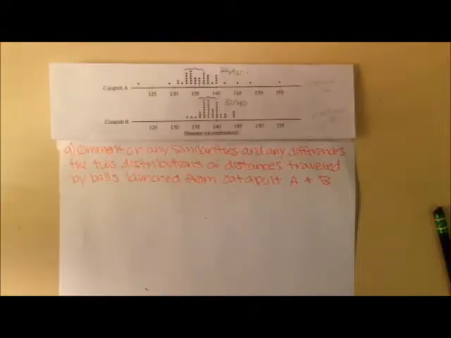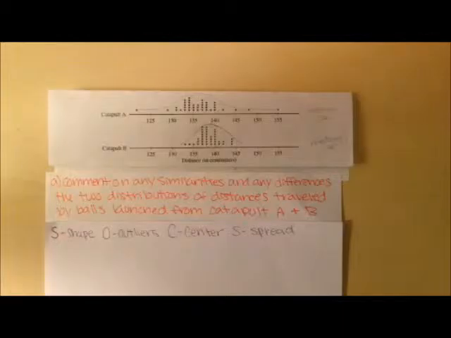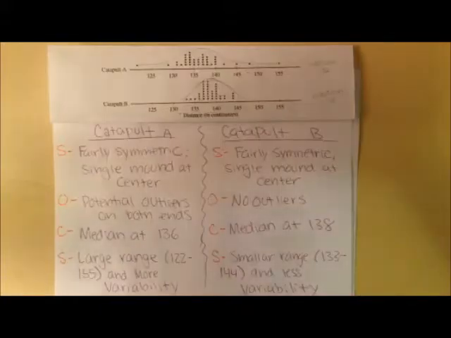Now we know the context of the problem, we can move on to part A, which says, comment on any of the similarities and any of the differences in the two distributions of distances traveled by the balls launched from catapult A and B. One of the easiest methods for describing distributions is using this acronym, SOCS, that stands for Shape, Outliers, Center, and Spread. So that's what I did next. I used the SOCS acronym to compare and contrast catapult A and B.